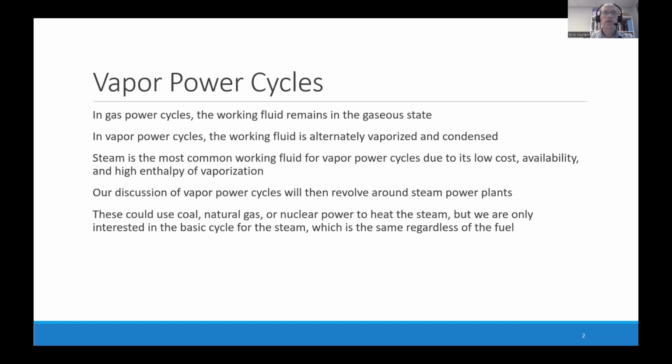In steam power plants, steam is heated and used to turn a turbine to produce power. The heat can come from various forms of energy and combustion, but we are really only interested in what is happening to the steam. Like in previous cases, we're just going to treat this combustion as a heat addition process, regardless of whether it comes from nuclear, coal, or whatever.